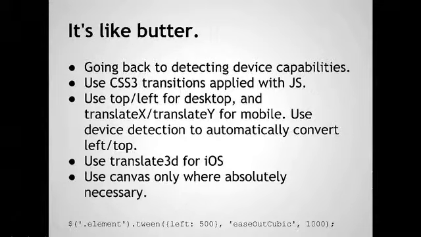The trick then is getting the best performance and getting the animations to not be choppy, especially on mobile devices, and this is what I found that works. So going back to detecting device capabilities, you want to check for CSS3 transitions. You want to check if it supports the translate3d property. You can get the most performance out of a transition by doing it that way.